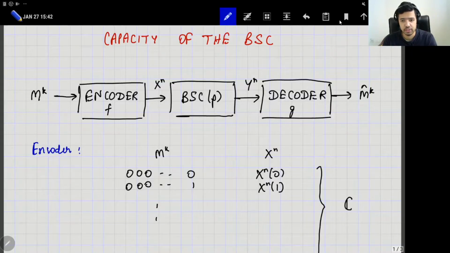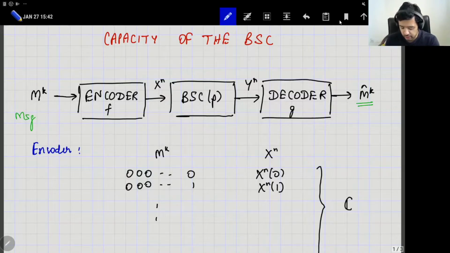Recall that the channel coding problem is the following. We have a sequence of k bits, which we call the message. So it's a sequence of k bits that we want to send from the transmitter to the receiver. The transmitter first encodes m^k into a code word x^n. So it converts a sequence of k bits to a sequence of n bits, where n is typically larger than k. And the sequence of n bits is transmitted across the channel, which in this case is the binary symmetric channel with crossover probability p. The receiver sees y^n, the received sequence, and then decodes it to get an estimate of m^k. This estimate is denoted m^k hat.